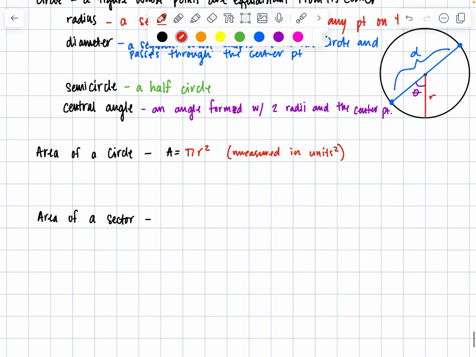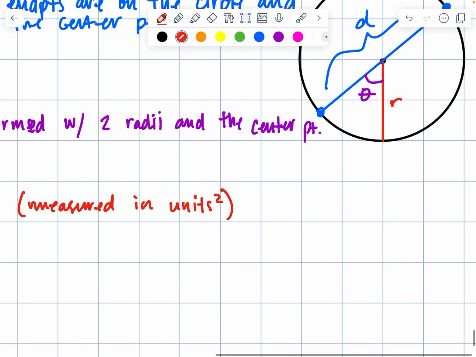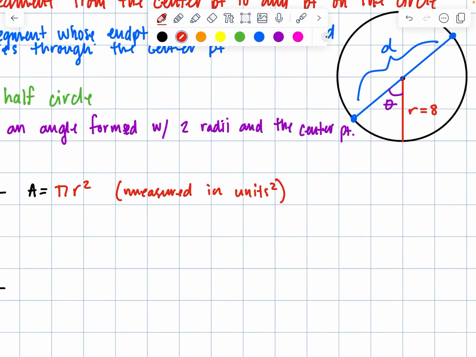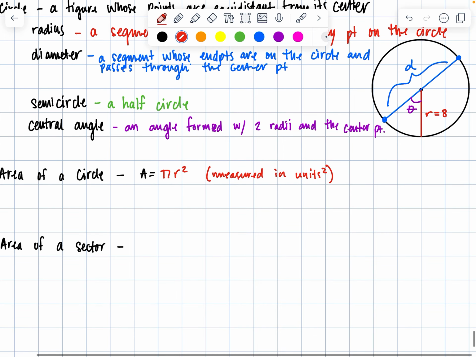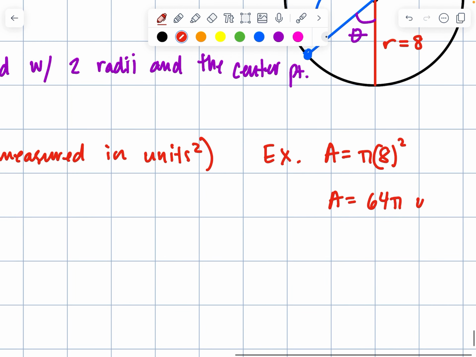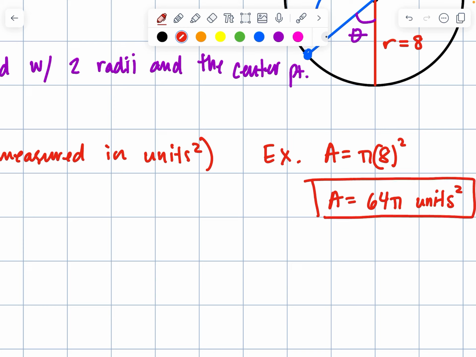Now, area of a sector. First, let's do a quick problem. Let's say this radius is equal to 8. Here's your example: area would be equal to pi times 8 squared. 8 squared is 64, so area would be equal to 64 pi units squared. So this is what I mean by leaving it in terms of pi. If you want the exact answer, you leave it in terms of pi.